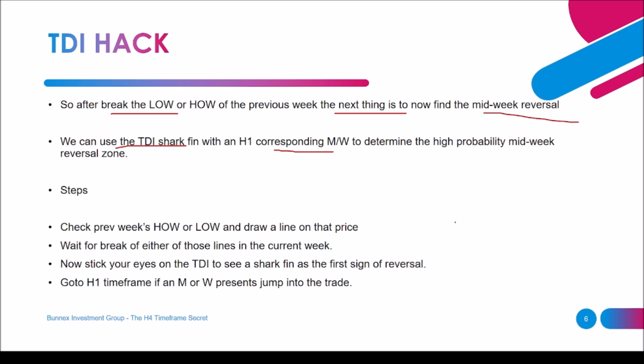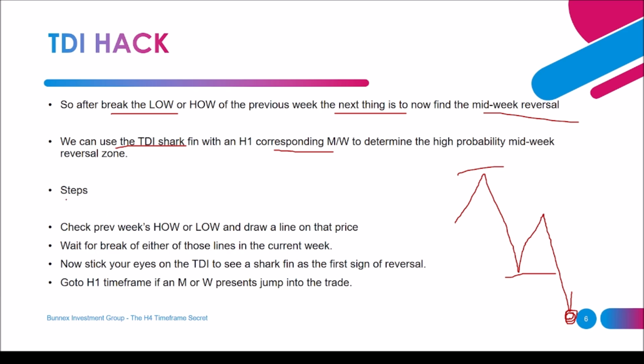What we mean by that is, right, I've seen that this is the high, this is the low. I need either of them to be broken, and after seeing them being broken, I need to actually now determine where this is going to occur, and that is where the TDI shark fin will come into play. After the TDI shark fin shows me that this is a high probability midweek reversal, I will need an H1 time frame corresponding MOW on that point of high probability midweek reversal, right?